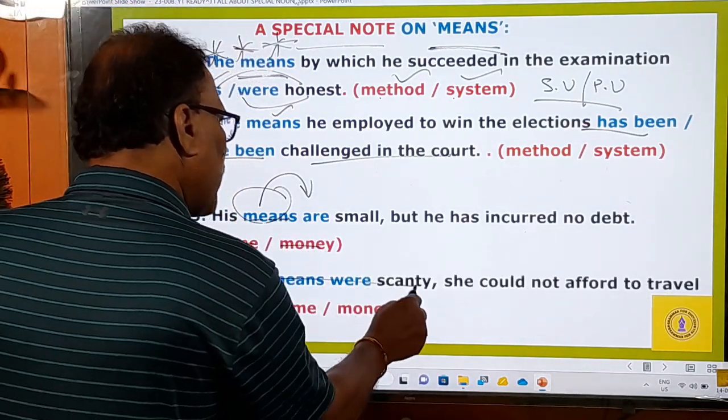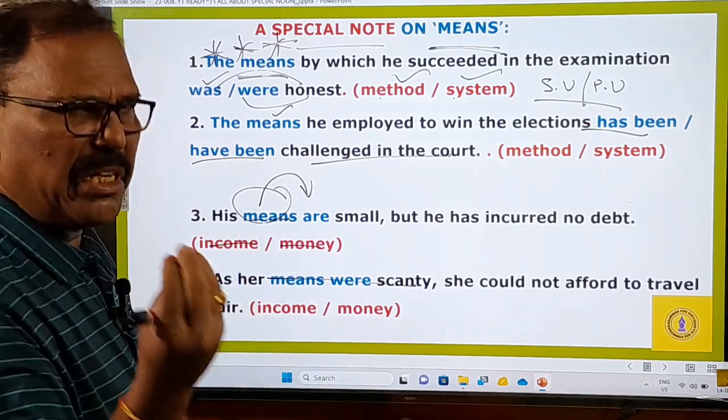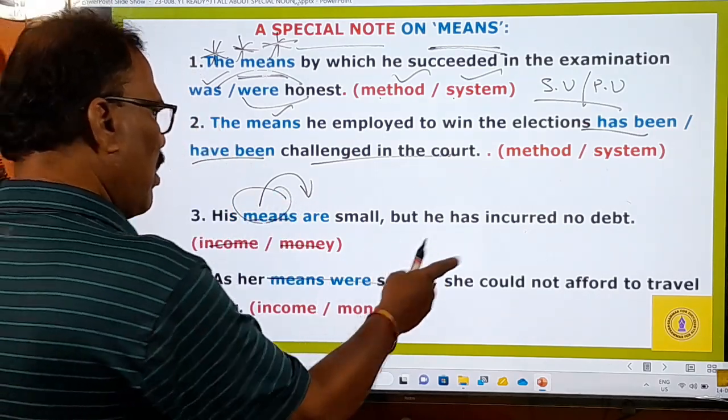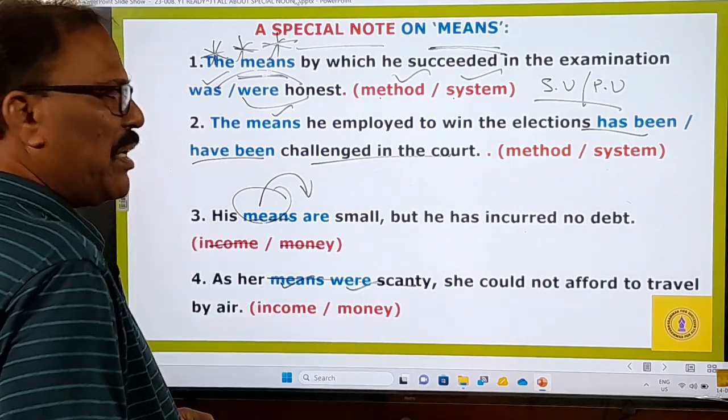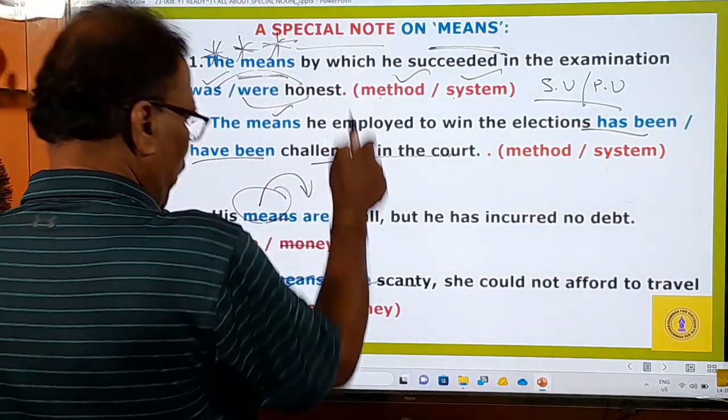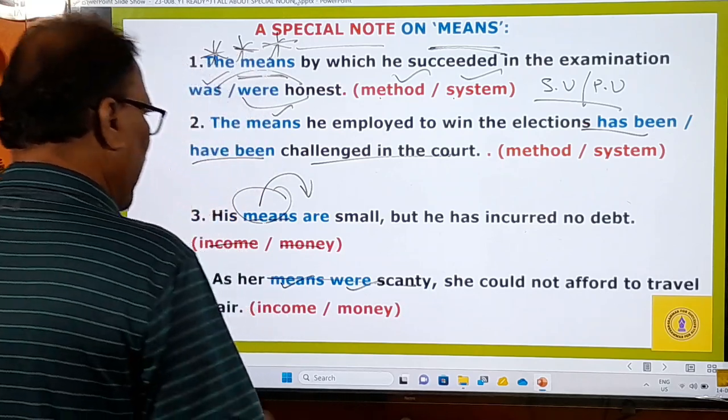As her means were scanty, means minimum or low, she could not afford to travel by air. Means here is income or money. So, in this way, this is an important one. Please pay very good attention to this again and again.